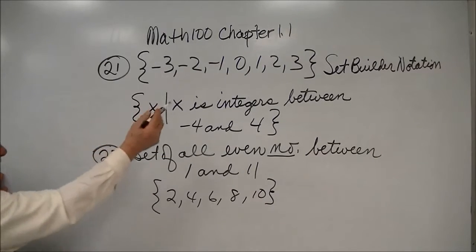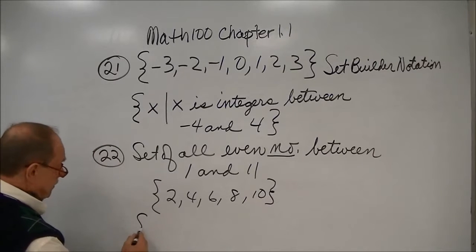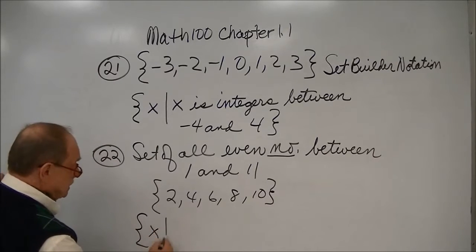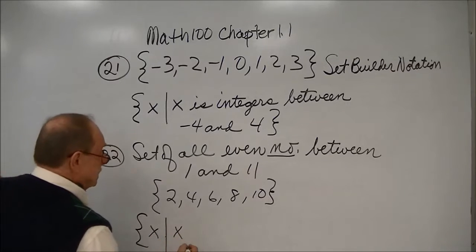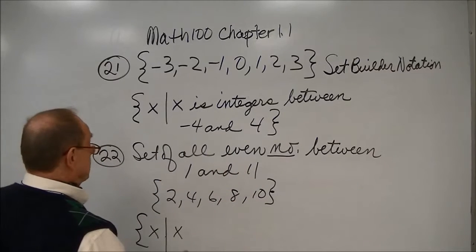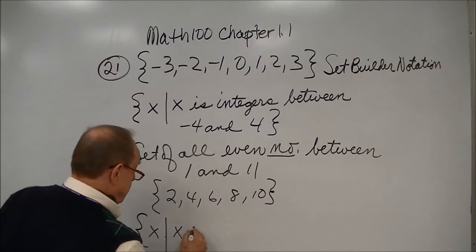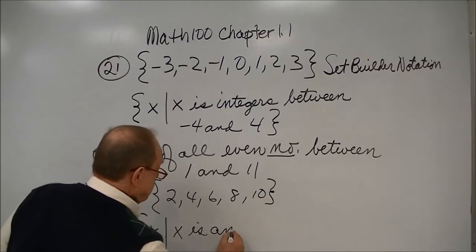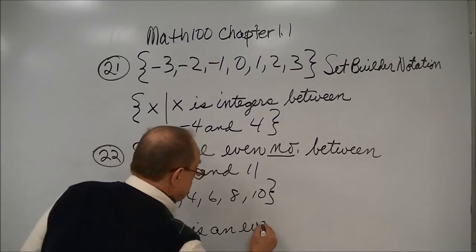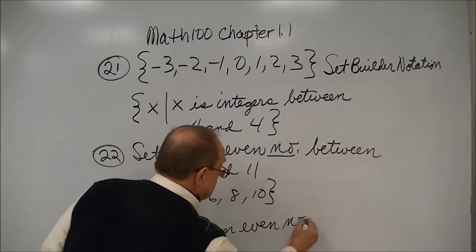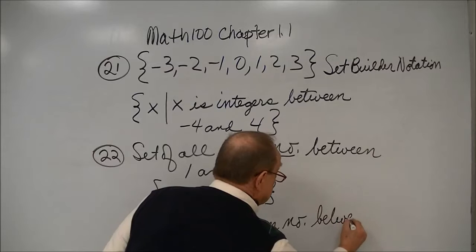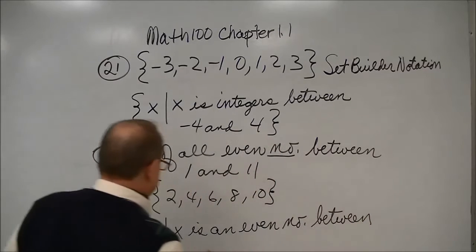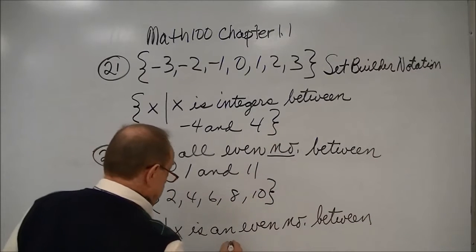And to put it in set builder notation, you would say x is such that x, and you just have to write this out, is an even number between 1 and 11.